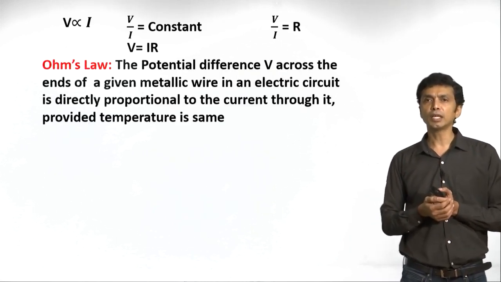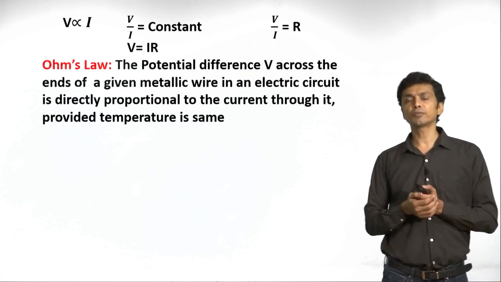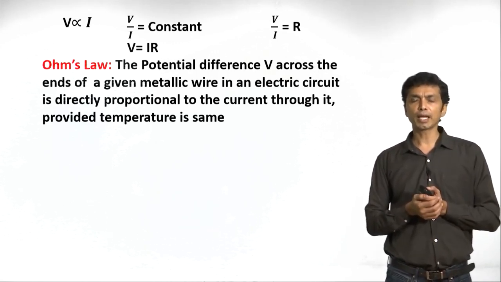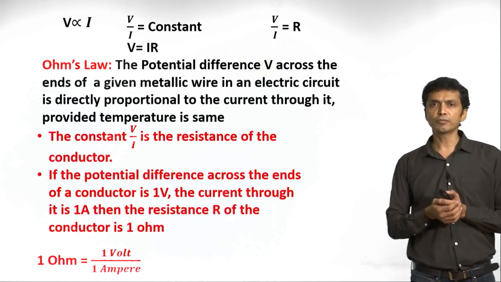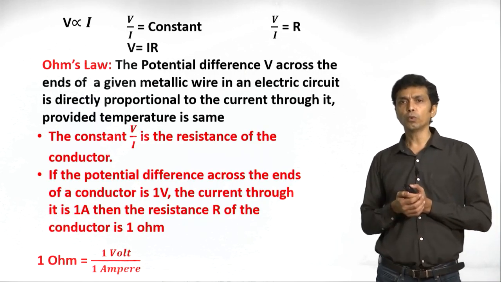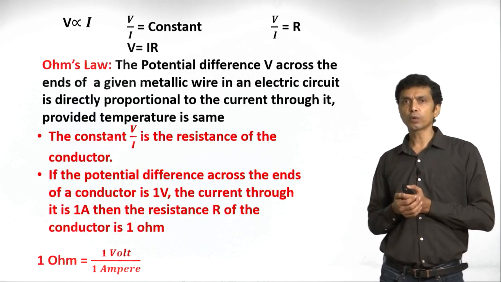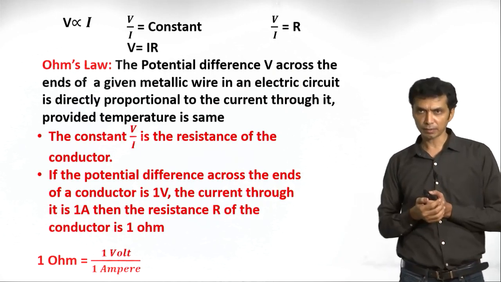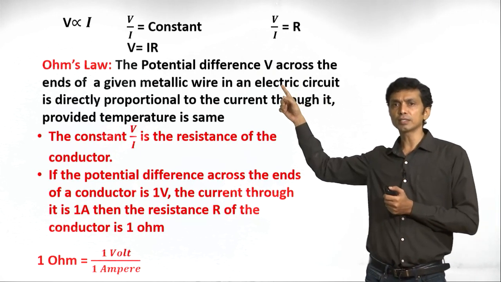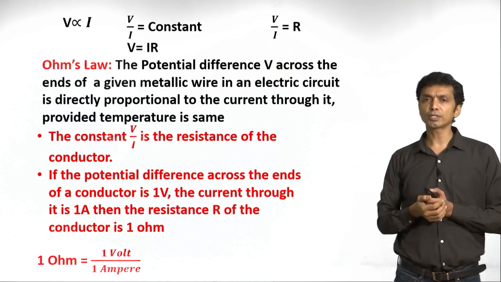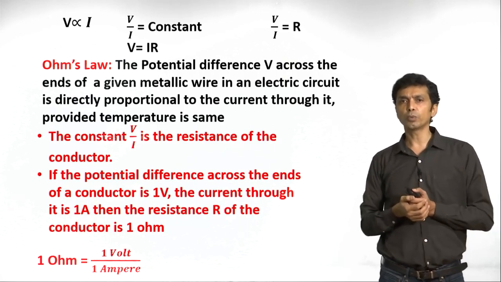George Simon Ohm did this, and this is what we call as Ohm's law. The potential difference V across the ends of a given metallic wire in an electric circuit is directly proportional to the current through it, provided, very important thing, the temperature has to be same. These are the points that we already discussed, we have noted it down. Now, what is 1 ohm? Ohm is the unit of resistance, and 1 ohm is 1 volt by 1 ampere. When 1 volt of potential difference is provided to the circuit, and 1 ampere of electric current is passing through the circuit, then it is called as 1 ohm.